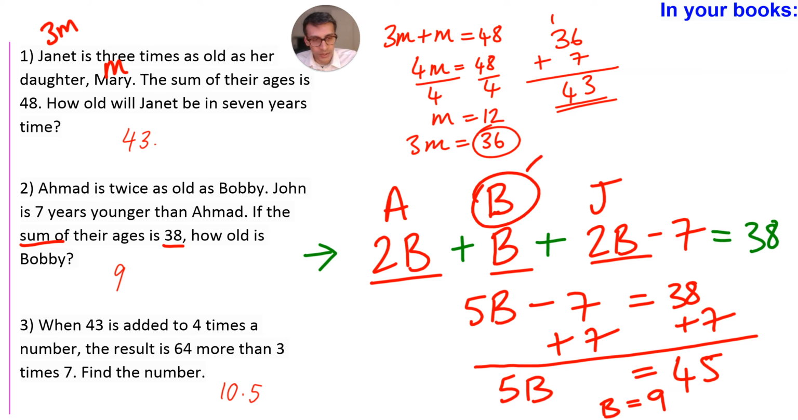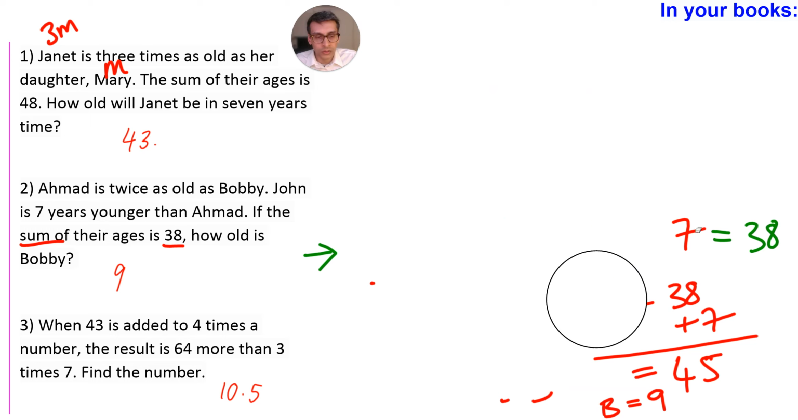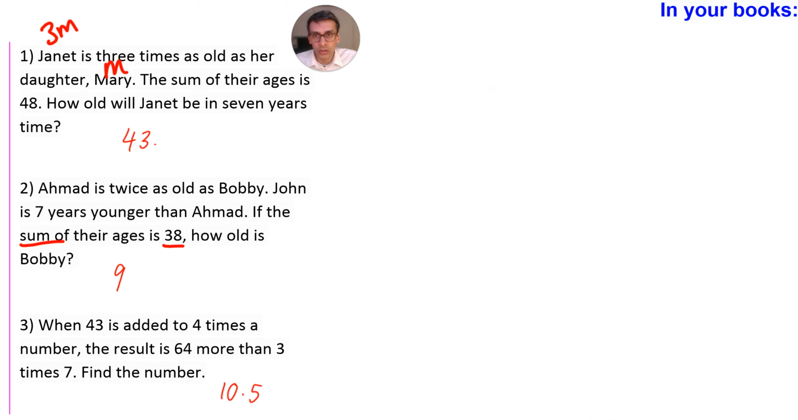That's Bobby's age, so Bobby is equal to 9. And then we know that Ahmed is 2 times 9, which is 18. And then John is 18, take away 7, which is 11. Okay, question 3. Let's do that on a new slide. Can clear this up. Okay, so for question 3, when 43 is added to 4 times a number, the result is 64 more than 3 times 7.